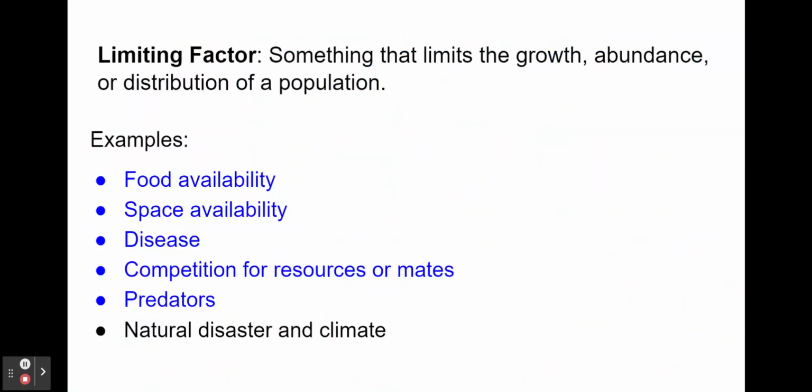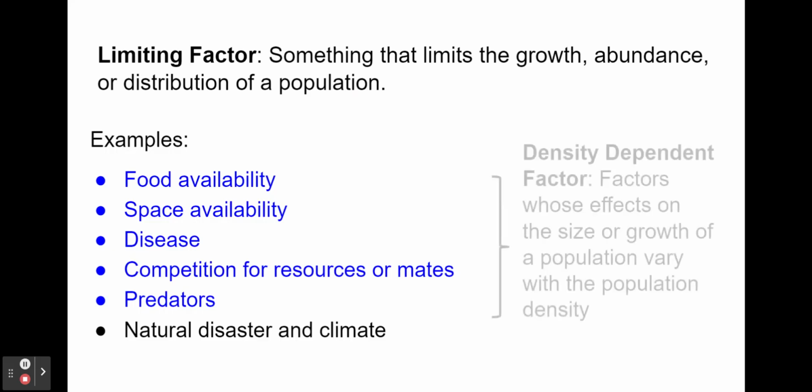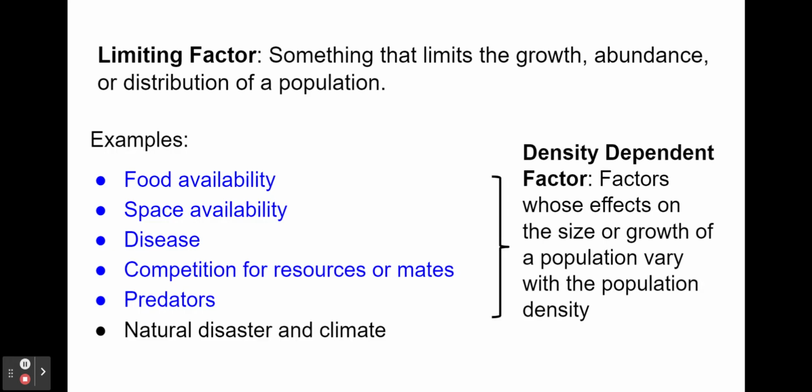So this brings us to our separation. I've highlighted in blue the top 5 factors. What I would recommend is putting a bracket like this around them so that you can see that those top 5 factors are all linked. Those top 5 factors are what are called density dependent factors. These are factors whose effects on the size or the growth of a population vary with the population density. They affect a high and a low density population differently.